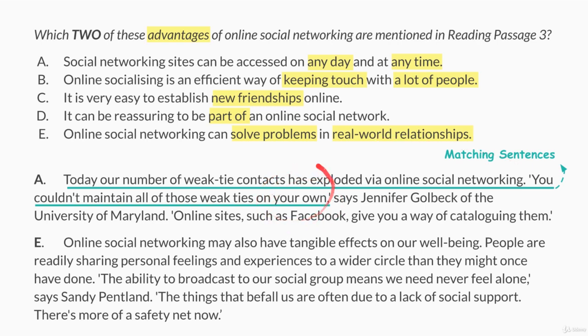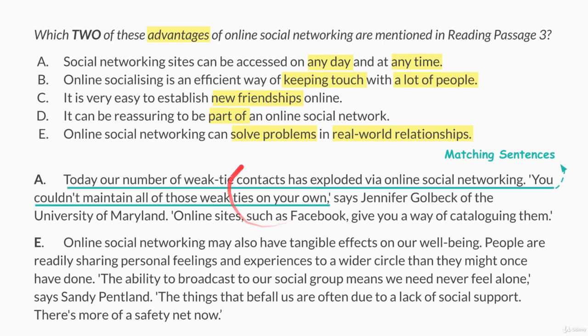So once I have located this area where it talks about the advantage, I'm going to mark this area. And after I finish my easy questions first, then I'm going to return back to this when I start to answer my difficult questions at the end.